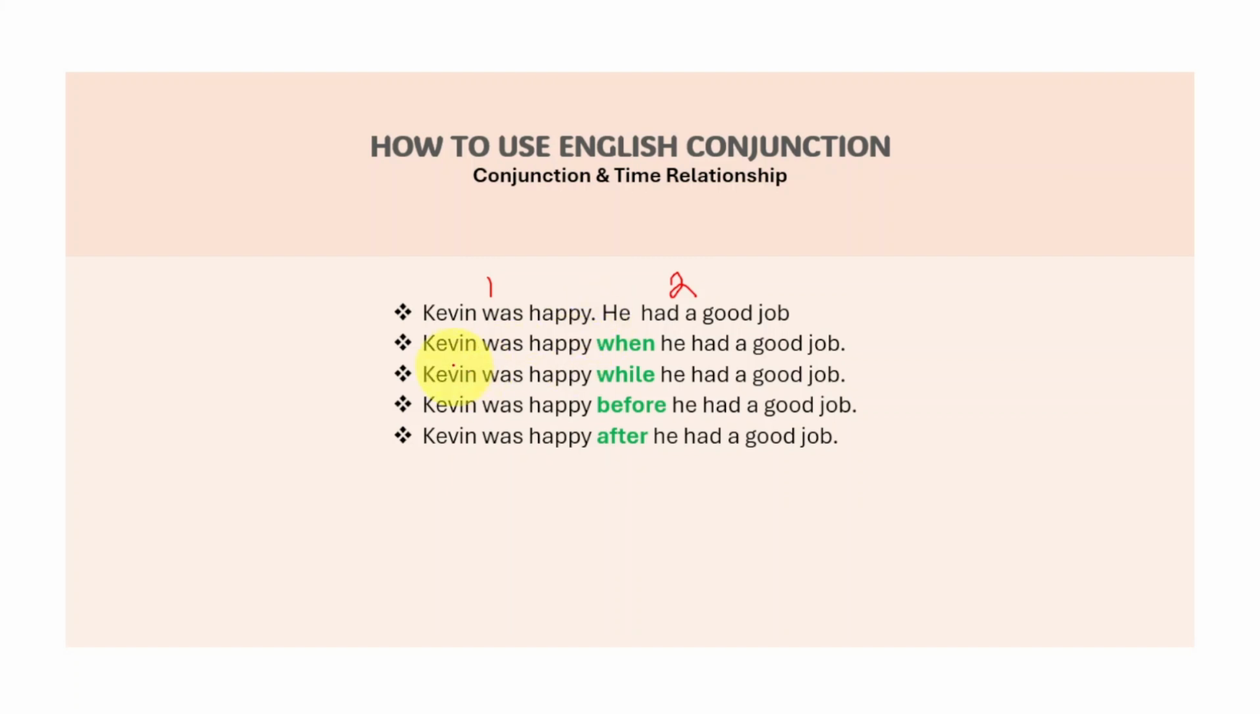Okay. So that's why I write like this. Kevin was happy when he had a good job. So when you take a look, this sentence is in the past. Kevin was happy when he had a good job. Kevin was happy while he had a good job. Look at here. Kevin was happy before he had a good job. Kevin was happy after he had a good job. So when you take a look here, these are the conjunctions I'm talking about.